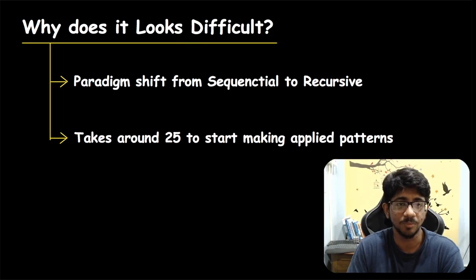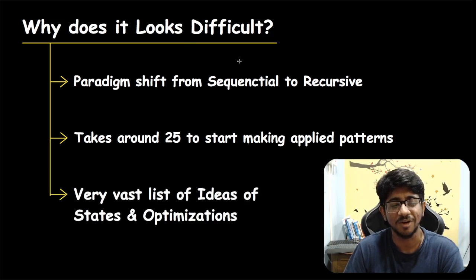And that's one more point. One more point is that there is a vast list of ideas, states, and optimizations. That is one more reason. There are a lot of different ideas, a lot of different state and constraint modeling ideas, and optimizations on top of them. So you have to really solve a lot of problems to get these ideas, and that's what I think makes this one more difficult.